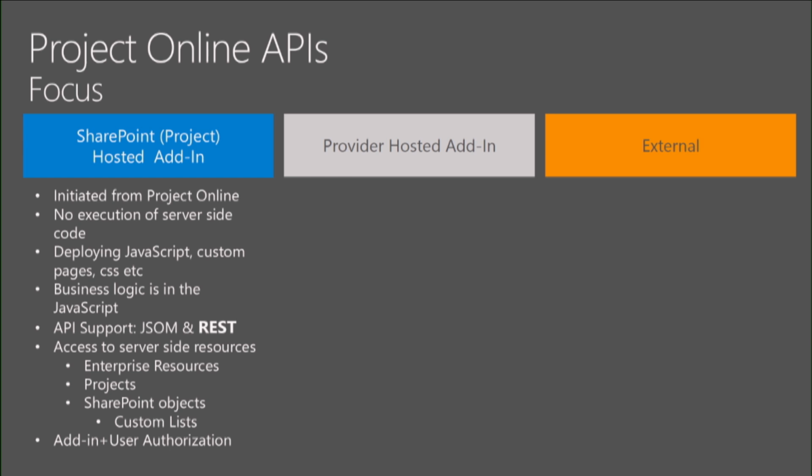There's a JavaScript object model, which is basically a bunch of objects that represent our REST endpoints and the REST endpoint that we support. Through this model, you still have access to all the server-side resources: you can read resources and projects, you can create and edit custom lists, and it supports add-in plus user authorization, and I'll talk a bit more about that later. That's very important. That's one of the gotchas that I keep hitting every time I try to create an app.